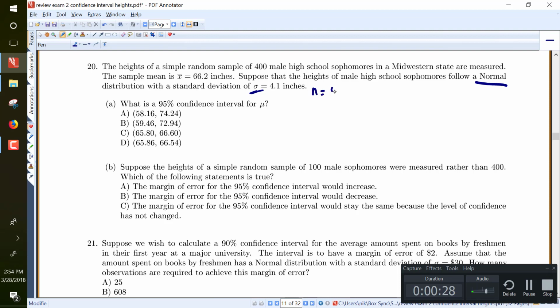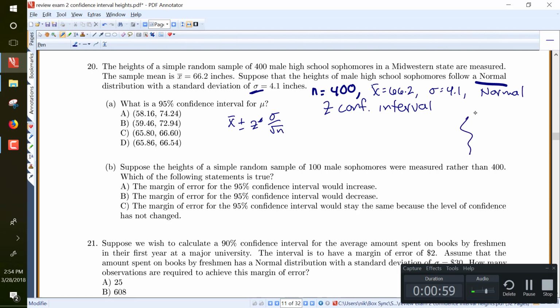So I always write down my information. I have n equals 400, x bar equals 66.2, sigma equals 4.1, and is normal. Okay, to use a z confidence interval, you have to have a large sample size of at least 30, which we have, or a normal distribution, which we also have. Okay, a z confidence interval, the formula is x bar plus or minus z star, sigma over square root of n. So let's come over here to find z star.